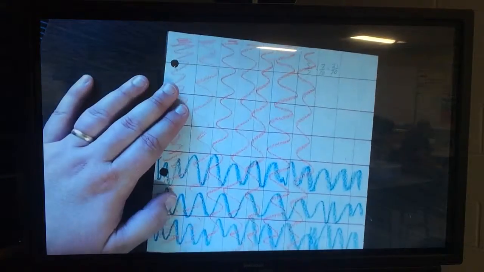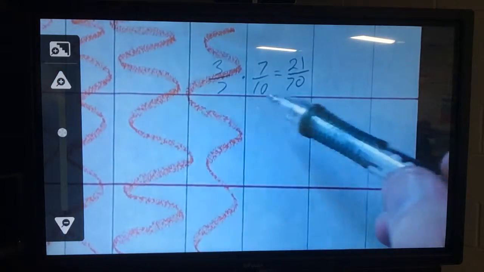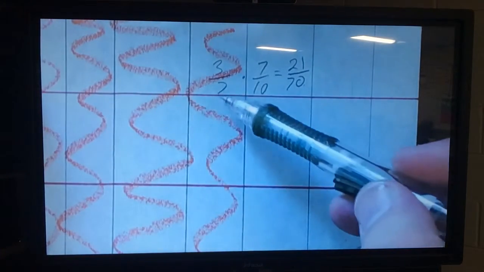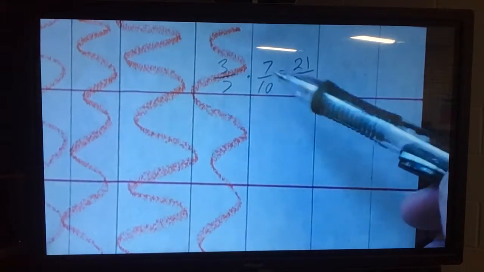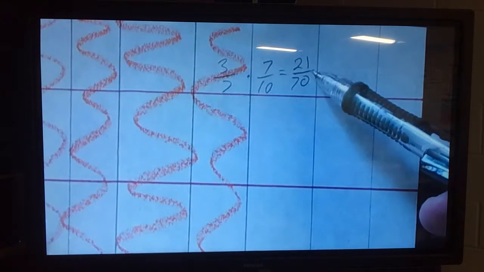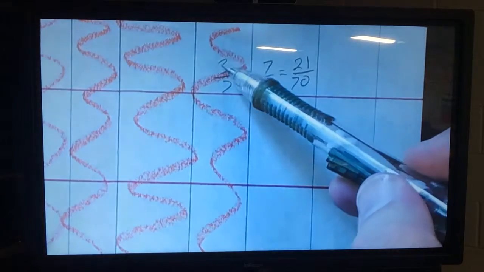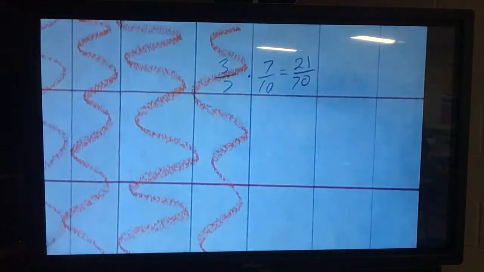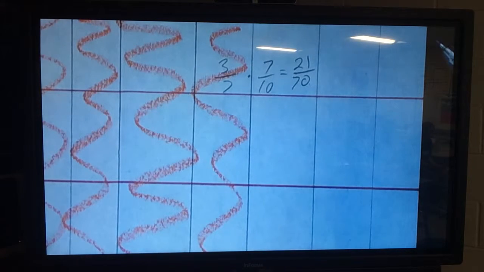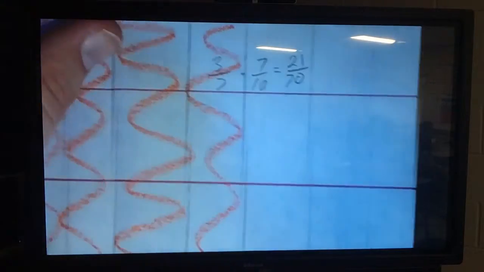Now I want to point something out. When I had my problem, I said a second ago to find my denominator, I know it's 7 by 10, and I got 70. Then to find my numerator, I said I had 3 by 7, and I got 21. So if I just multiply straight across, I actually didn't need to make this model, but just to give a representation, I did.